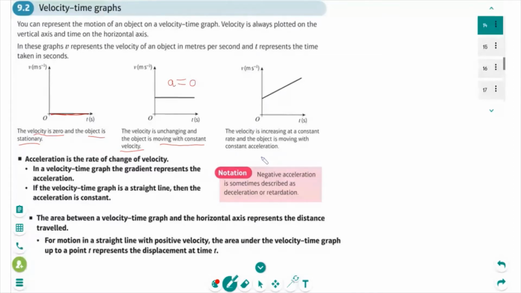Okay, third situation: if the velocity time graph is just a straight line, that means the velocity is increasing at a constant rate. It also means that the acceleration is constant. So you can also say a equals some constant.